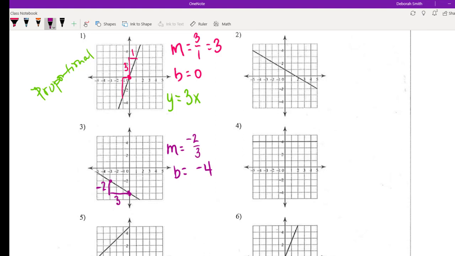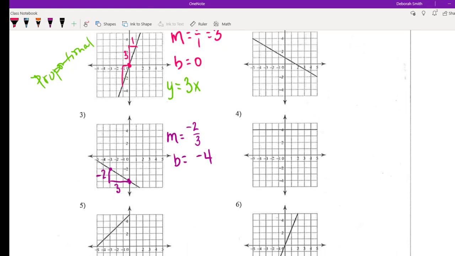Now you can use your calculator to see if that will simplify. It won't. So your equation, slide this in to the slope place. So it's -2/3 times x. Slide this into your y-intercept place. So y equals -2/3 x minus 4.